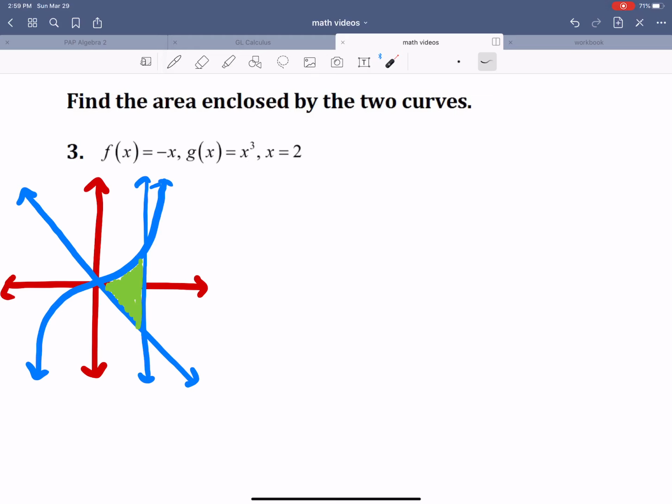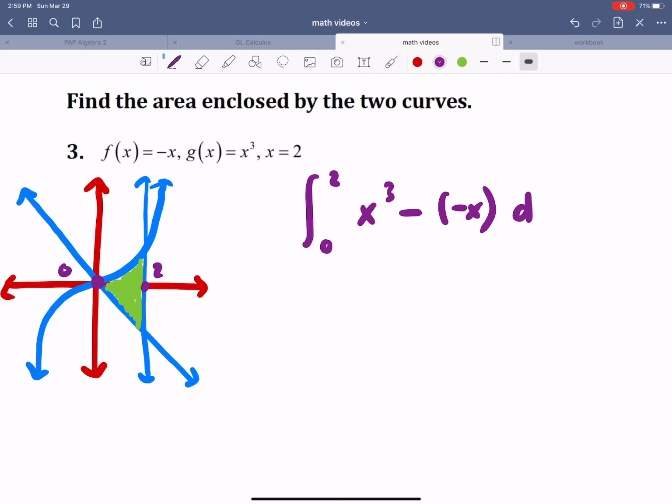All right, now finding the upper and lower bound is actually pretty easy. We don't have to do much work on this because we can see its lower bound is 0, and the upper bound here, that x value, is defined for us as 2. Okay, so those are our bounds. We're going to go from 0 to 2. Now from 0 to 2, we got to figure out what curve comes on top. Okay, so the curve that's on top is this one right here. And if you remember, that's the cubic function, so that's going to be x cubed minus the curve on the bottom, which is negative x.